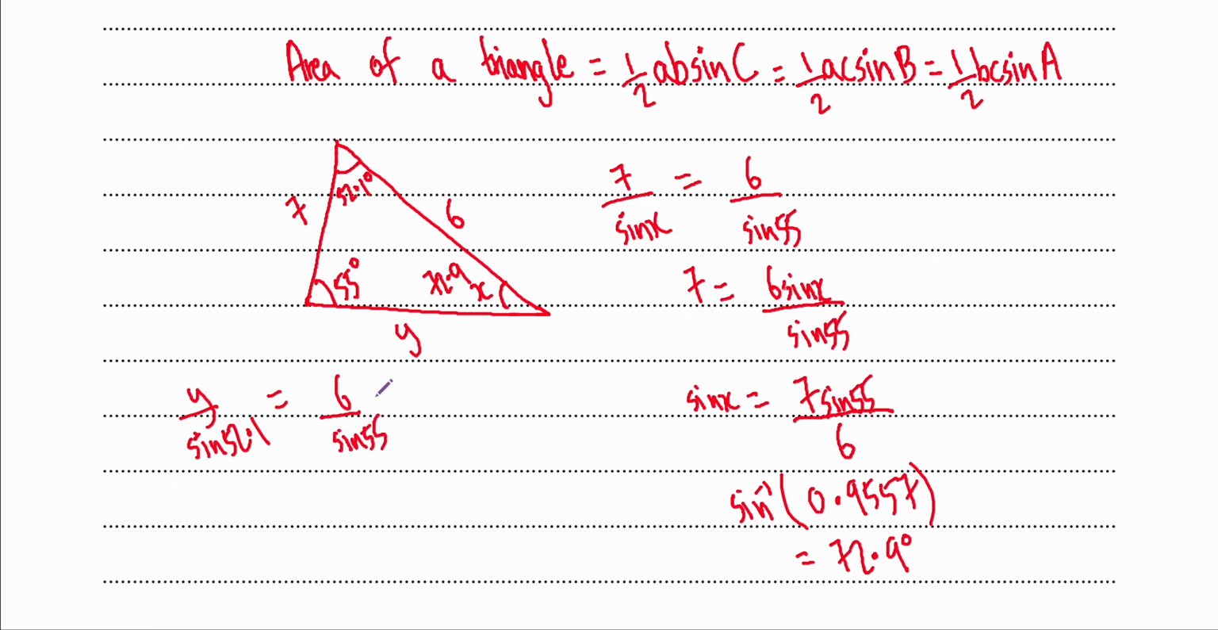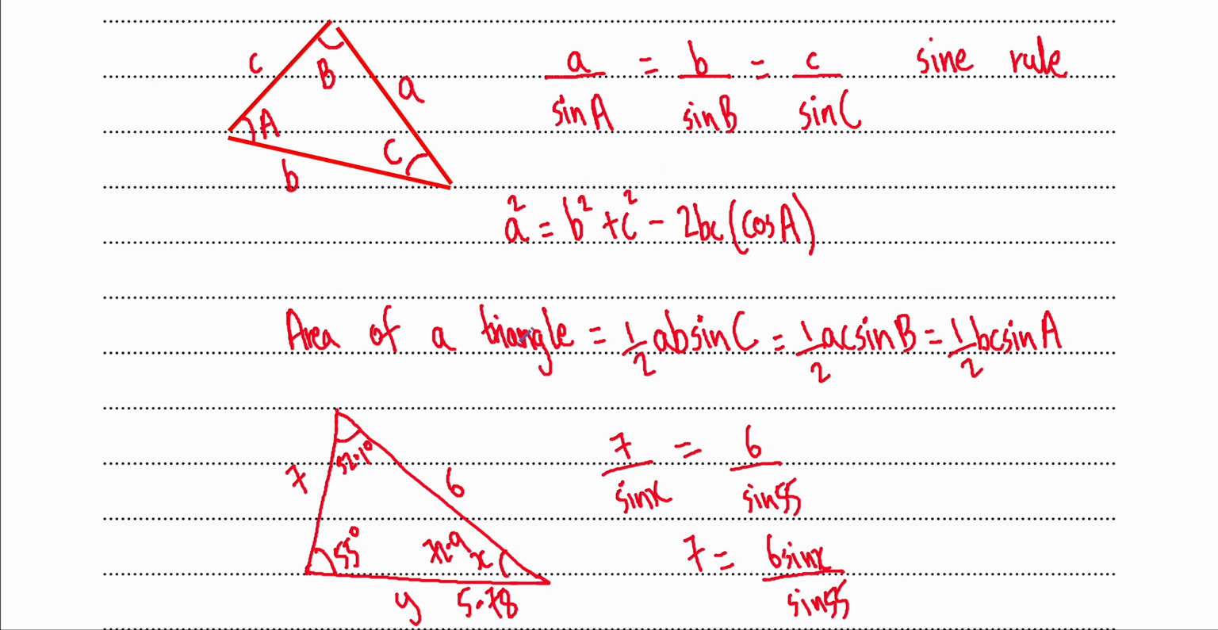Then we would do 6 times the sine of 52.1 divided by the sine of 55, and you would get that length y is equal to 5.78. And yeah, that's the application of the sine rule. We were just given 2 sides and an angle, and we managed to get the other 2 angles and the other side as well. So yeah, that's the sine rule.